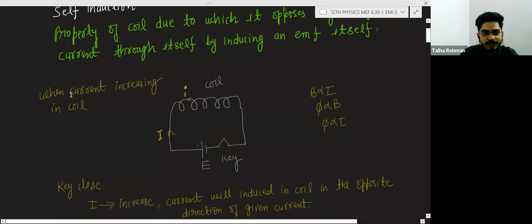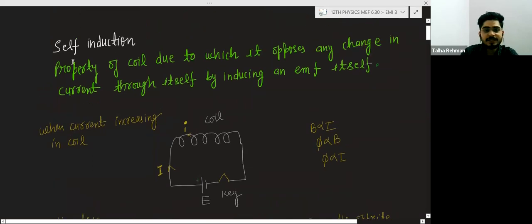Okay, so here you can see self induction. What is the meaning of self induction? Property of a coil due to which it opposes any change in the current through itself by inducing an EMF in itself. So whenever there is a change in the current in this coil, this coil will induce an EMF, and due to that EMF there will be an induced current, and that induced current will oppose the given current.